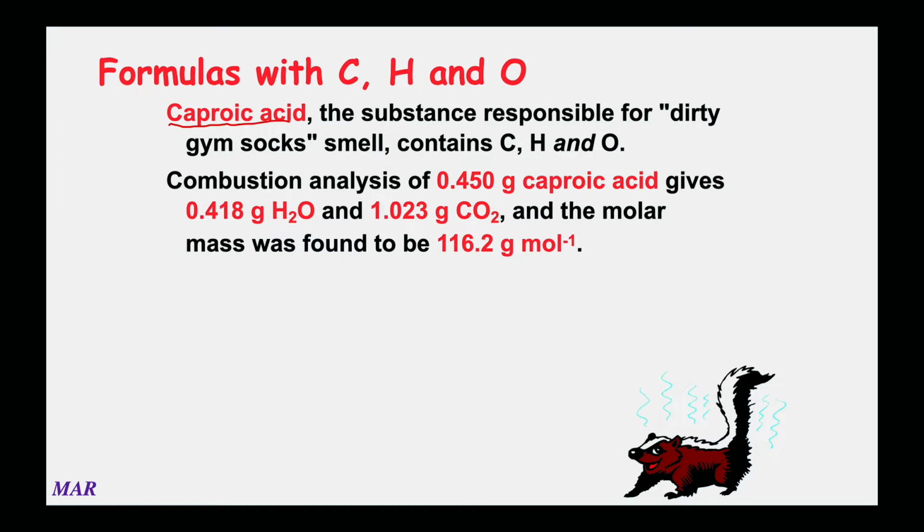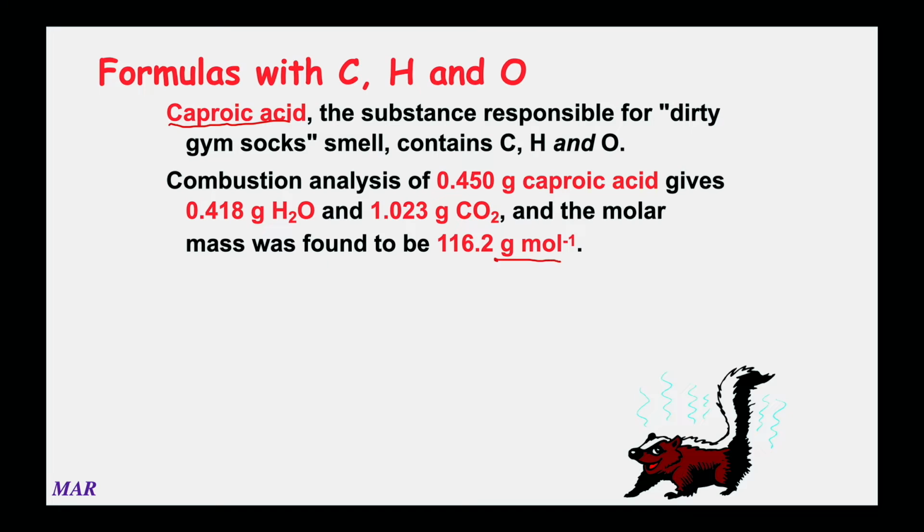But caproic acid, like a lot of acids, has carbon, hydrogen, and oxygen in it. What we're doing in this problem is taking 0.450 grams of caproic acid and burning it in O2, and the products, once again, are water and CO2. That part is kind of like what we did before. However, they're also giving the molar mass of the whole compound, 116.2 grams per mole.